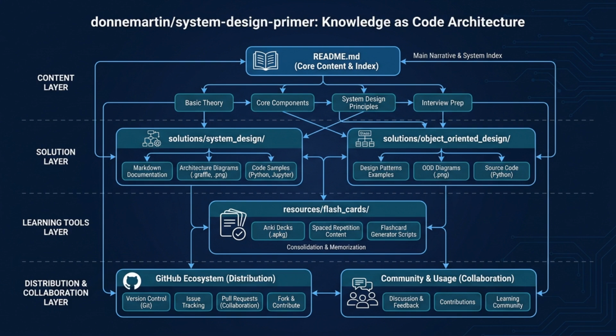The project's design philosophy can be summed up as knowledge as code. Its architecture isn't one of software, but of information. At its heart is a meticulously structured curriculum. It starts with fundamental trade-offs like the CAP theorem, which helps you choose between consistency and availability. From there, it builds upwards, covering key components like content delivery networks, or CDNs, load balancers, and databases.